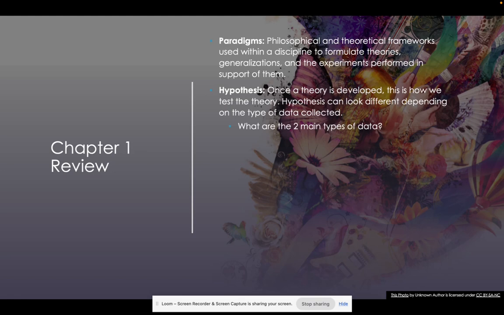Hypotheses are how we sort of test a theory. So once a theory is developed, we look at, does this theory hold up in different social situations? And so oftentimes the way you write a hypothesis differs based off of what type of data you collect. And last week we talked about how there's sort of two main types of data, qualitative data and quantitative data, and that helps to determine how you write your hypotheses. I'm not going to elaborate anymore because that's going to be the focus for the new content in just a minute.